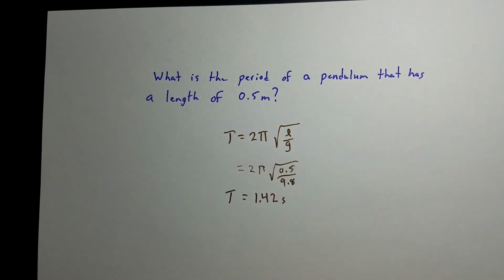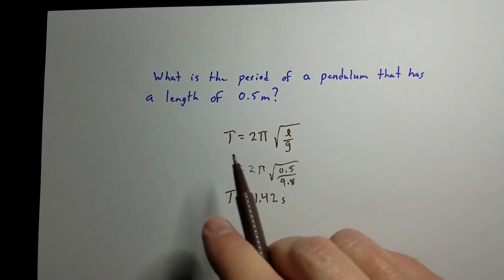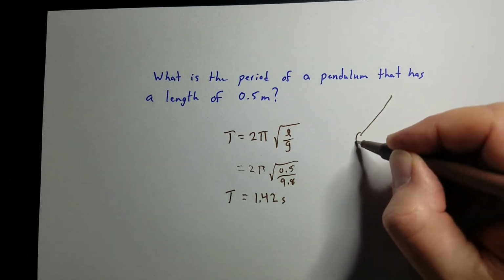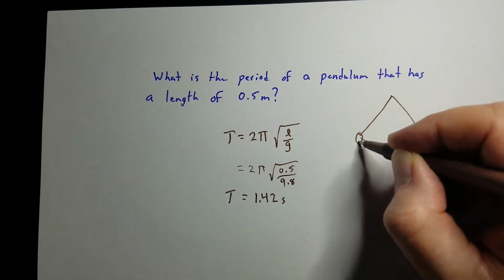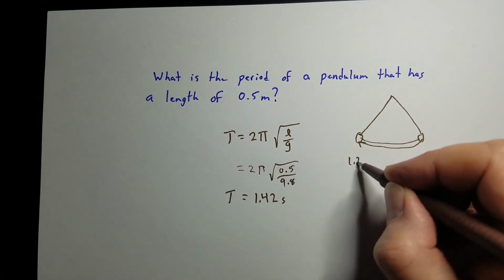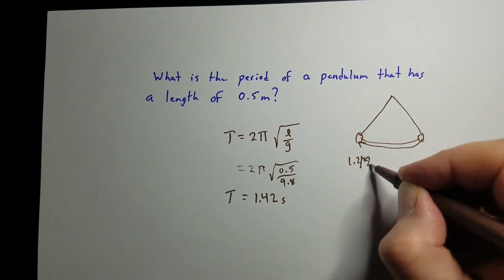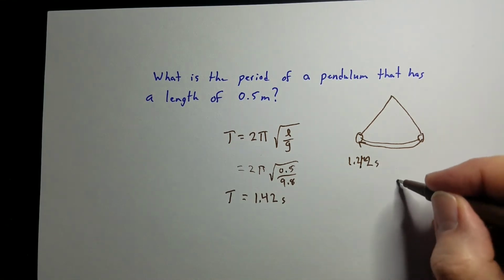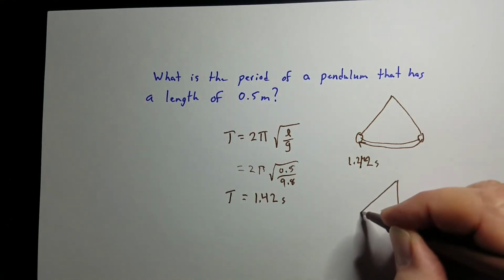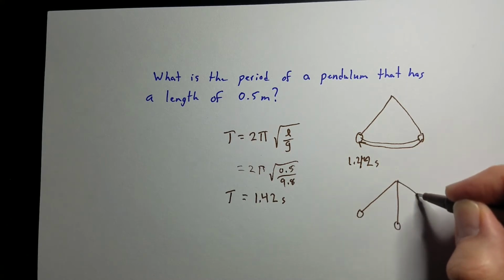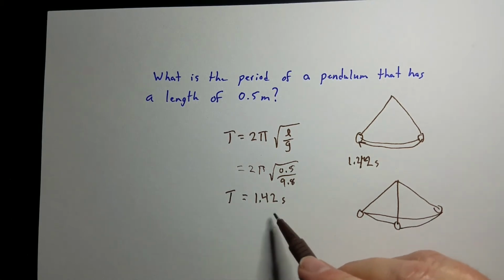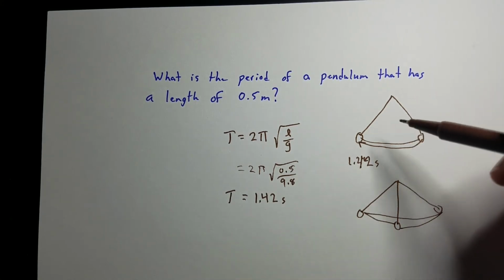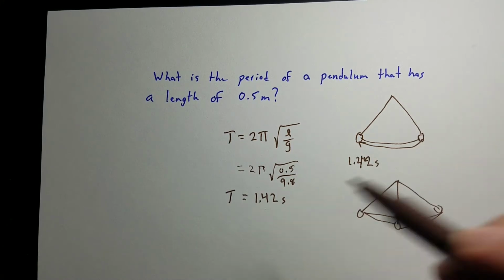And that's all we need. So that pendulum should swing from one side over to the other and then back in 1.42 seconds. Or it can swing from the middle out to the end, back over here, and then back to the middle. So it can go out, over, and back, and again, in 1.42 seconds. You just have to have one complete to-and-fro motion for the period.